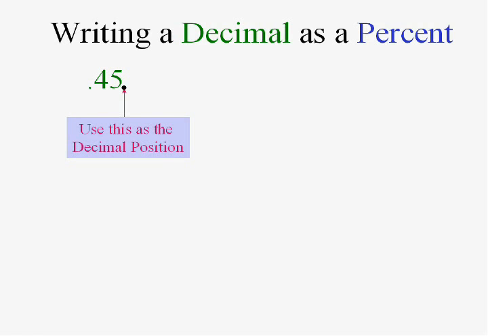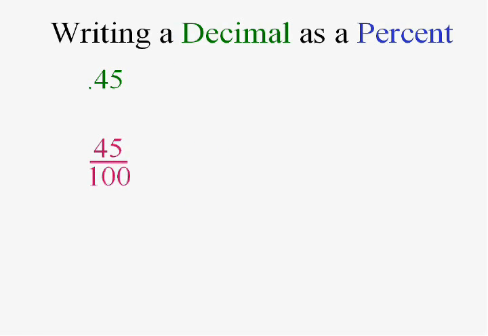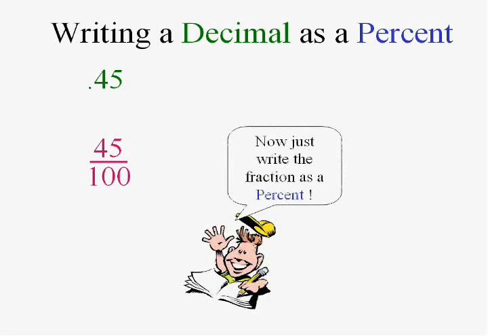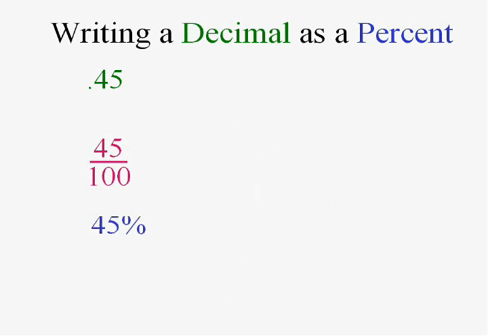Use this as the decimal position. We kind of went backwards, didn't we? We went back 2 positions. So this would be read 45 100ths. And what percent is 45 100ths? Of course, that's what 45% means. 45 out of 100.